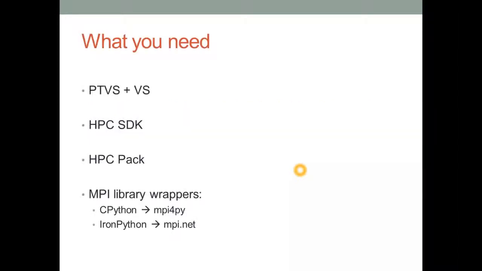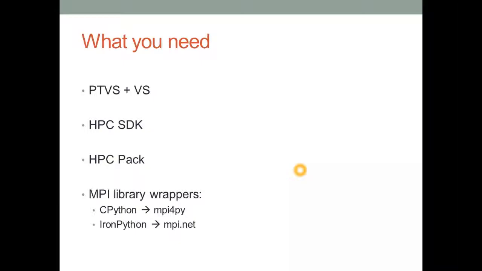I work on PTVS and today I'm going to briefly cover MPI and MPI debugging support in PTVS. The prerequisites for MPI programming are obviously PTVS and Visual Studio. Then you need the HPC SDK, the Windows HPC SDK that provides the necessary headers and the actual MPI communication library. Then you need HPC Pack, a management console to see what's going on with your cluster or local machine. And then you need wrappers. For CPython, you can use MPI4Py, and for IronPython, you can use MPI.NET. I'll provide links to all of these a little bit later on.